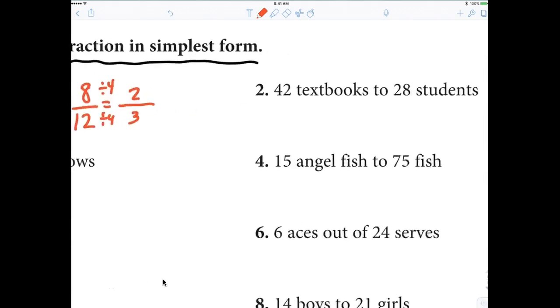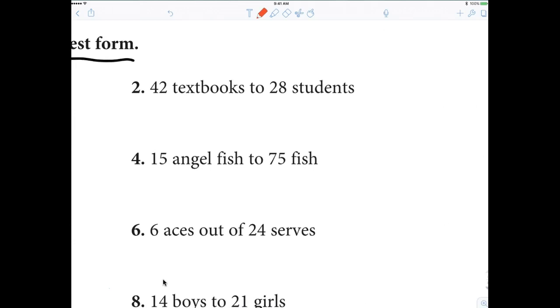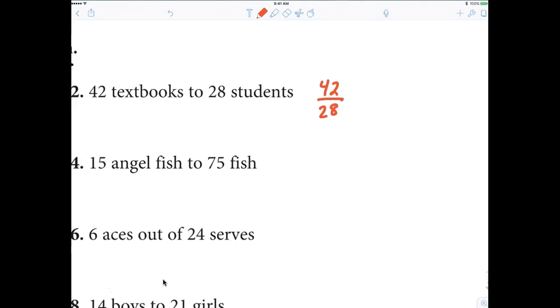So question number 2, here we go. It would be 42 to 28. And then 42 and 28 are divisible by 7, so we can divide both of them by 7. So you have 6/4, and then you could reduce that by 2. And so that fraction written in simplest form is 3/2.